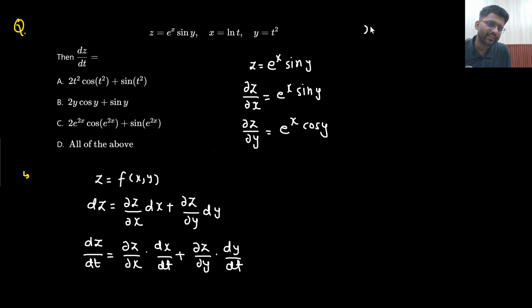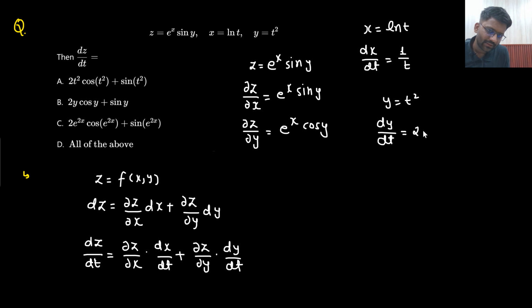Now dx by dt. Here x equals ln t is given. So what is dx by dt? That is 1 by t. y equals t square is given. What is dy by dt? That is 2t. Okay, let's put the values.